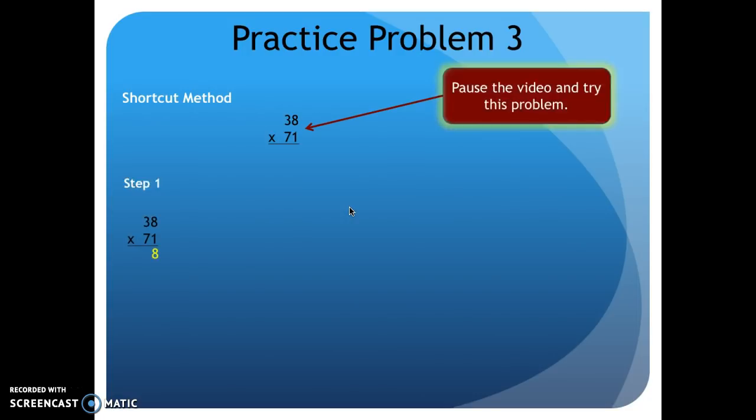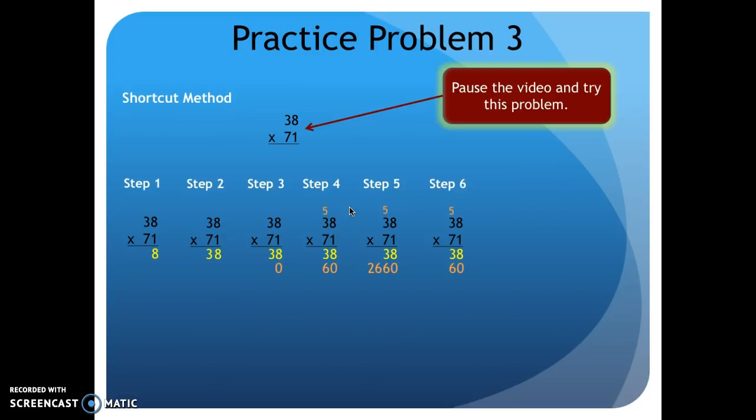Okay, hopefully you had 1 times 8 is 8. And then the 1 times 3 is 3. Hopefully you put in your 0 the hero. 7 times 8 is 56. Carry the 5, put down the 6. 7 times 3 is 21. Plus 5 is 26. And then when you add those two numbers together, you should have gotten something that looks like that. How'd you do?